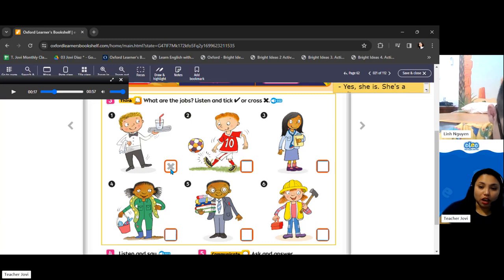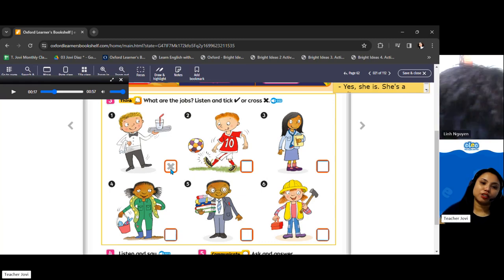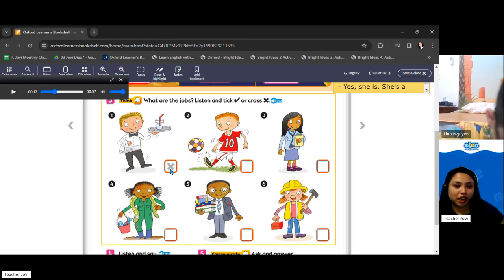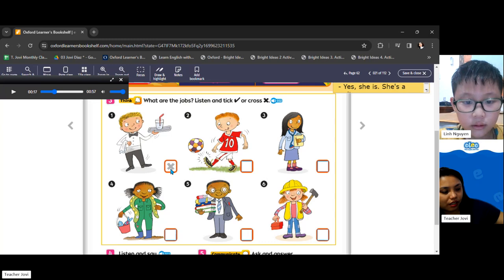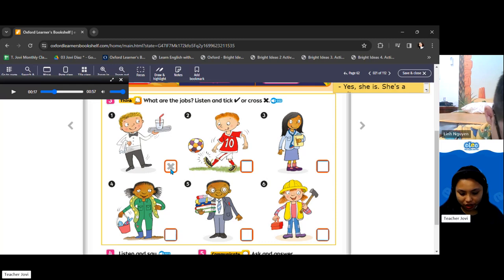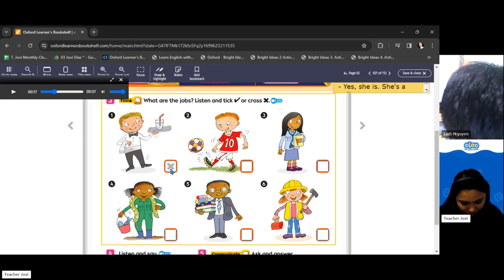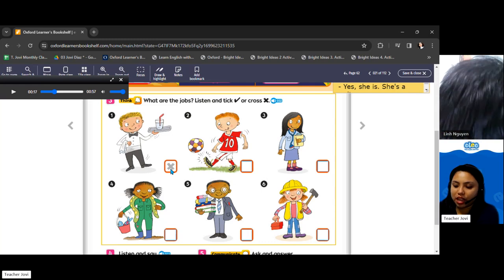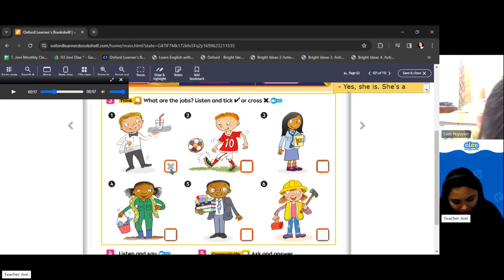So now, what is our answer here? Is it tick or is it cross? Is he a farmer? No, he isn't. He's a doctor. Number one. No, he isn't. And what is he? He's a waiter. Very good. He is a waiter, right? He is not a farmer, but a waiter. Okay, very well said.